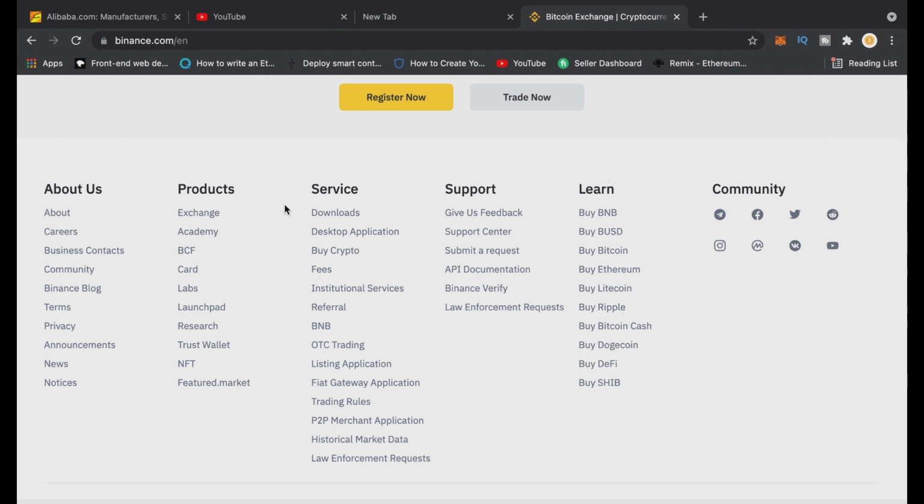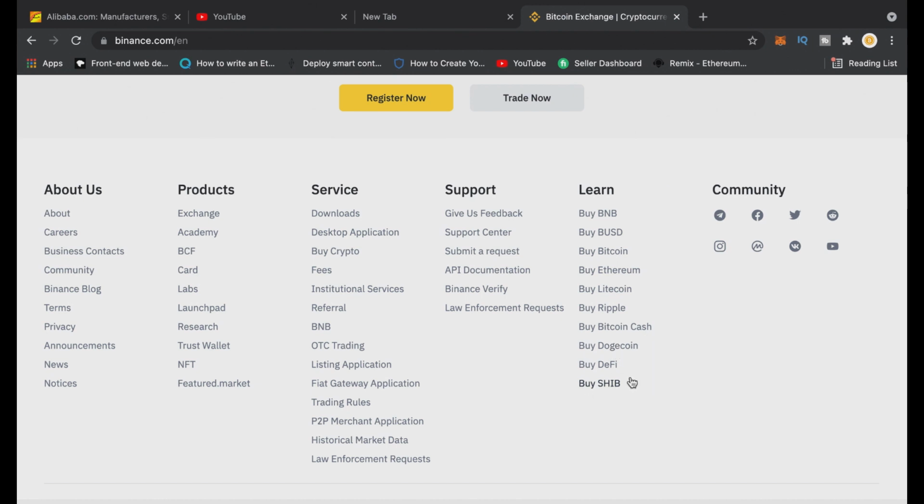And one important thing is this is how you know if a token is a strong token or a good project, or a very strong coin to invest in or hold. Look where they say Learn here. You see that: buy BNB, buy BUSD, buy Bitcoin, buy Ethereum, buy Litecoin, buy Ripple, buy Bitcoin Cash, buy Dogecoin, buy DeFi, buy SHIB.